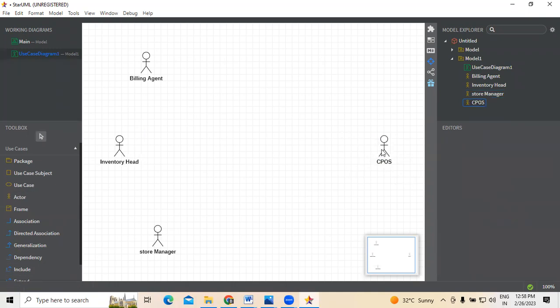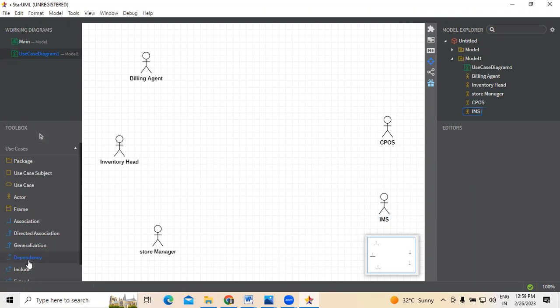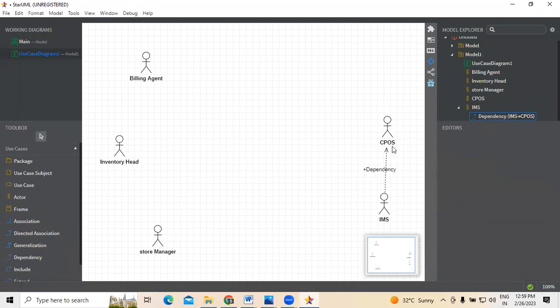But the CPOS system has a dependency, which is called inventory management system. Inventory management system is a dependency. So here you can see there is an option called dependency, right? So inventory management system as well as CPOS system has a dependency.